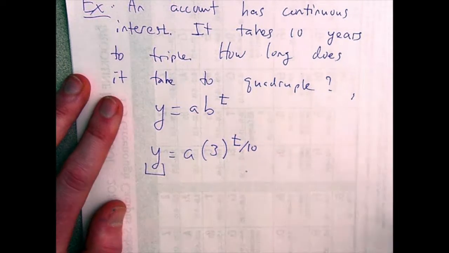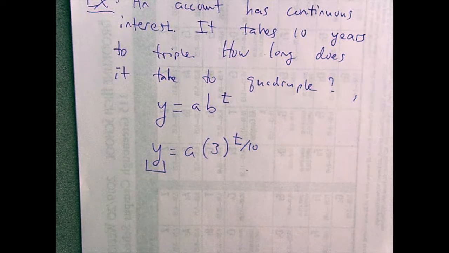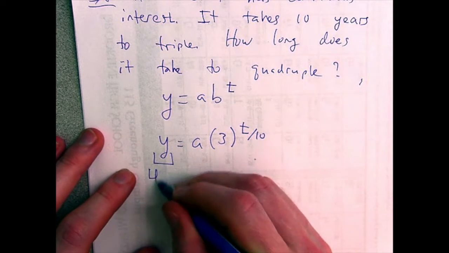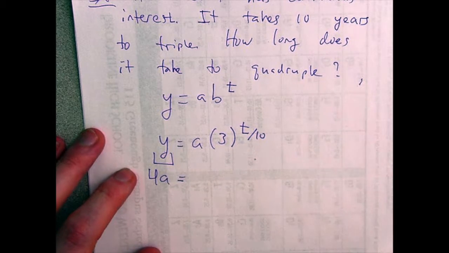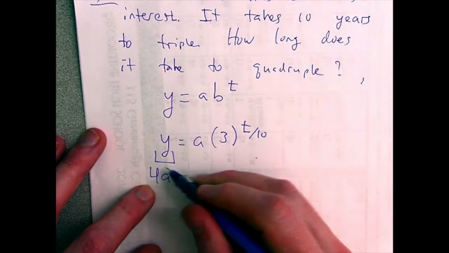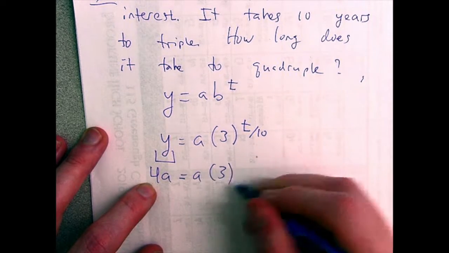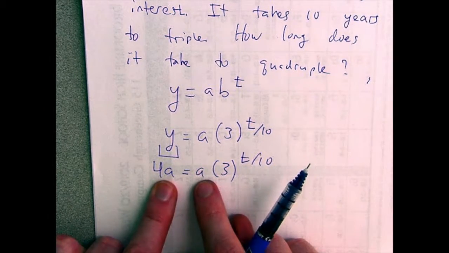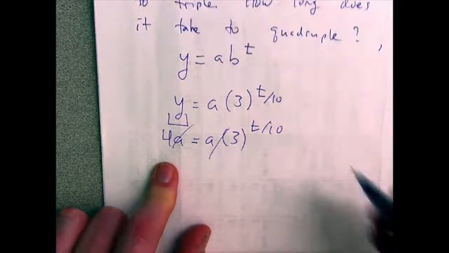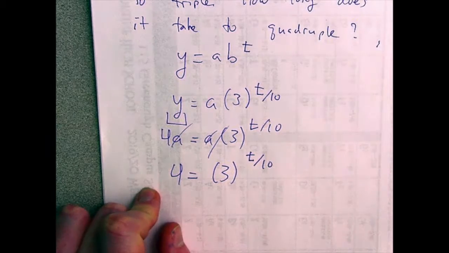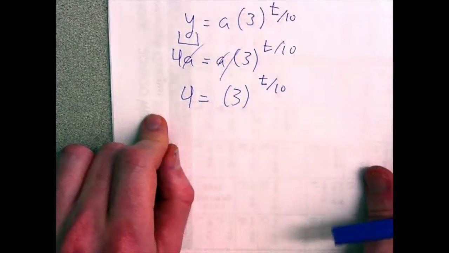So now we want to know, how long does it take to quadruple? Well, y, of course, is the current amount of money. If I want to know about how long it takes for my money to quadruple, when my money has quadrupled, that means I have 4a amount of money in the bank. A is the amount that you started with. If your money quadruples, then you now have 4a in the bank. So replace y with 4a. I then notice that, as in the previous problem, a can just be divided off from both sides of the equation. So bam, bam, okay? And now I just have 4 is equal to 3 to the t over 10. And now t is the only unknown.